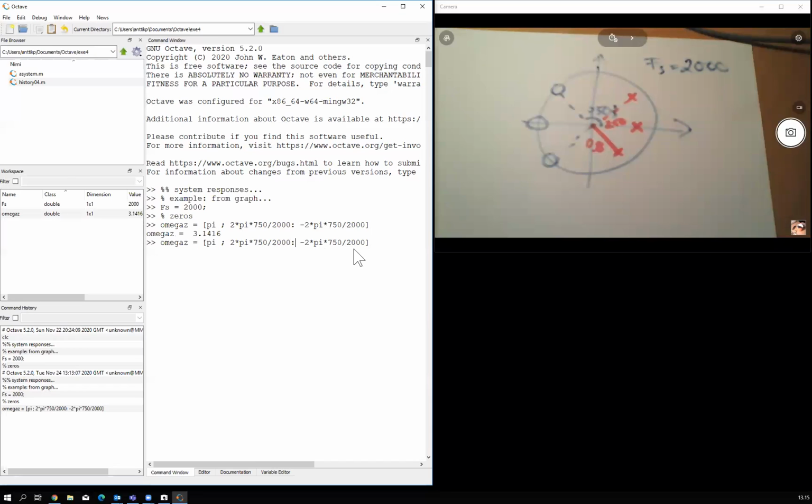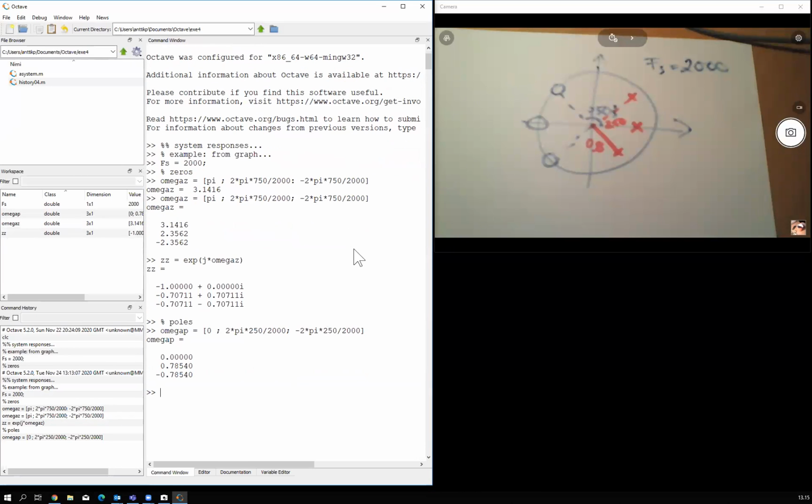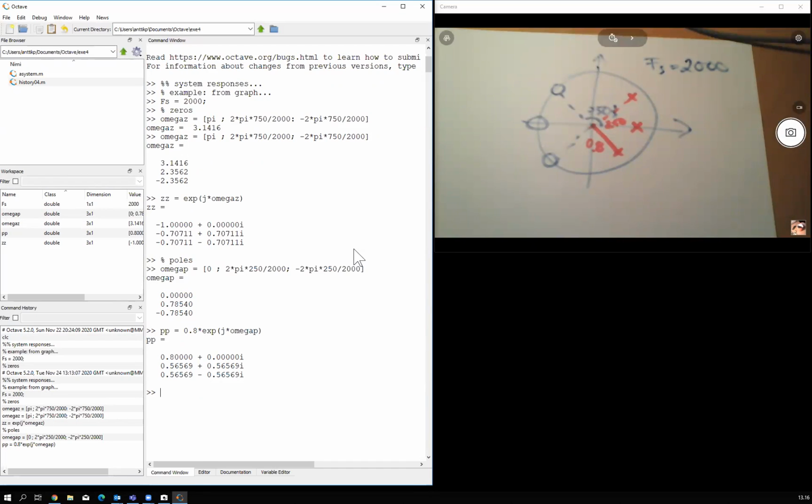Semicolon, not that kind of thing. Okay, there we go. Those are the complex angles, and then my zeros are simply exp of j times omega z. And then the corresponding poles. I will start with omega. The angles of poles will be, first one is 0, then we have 250 and minus 250. And my poles would be 0.8 times exponential of j times omega p. That kind of complex angles and numbers.